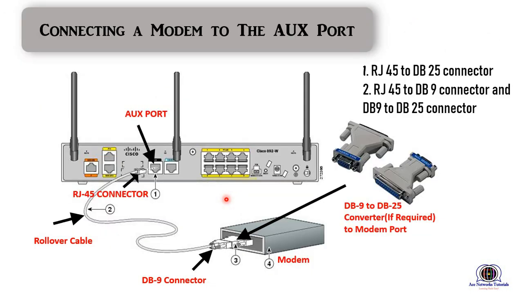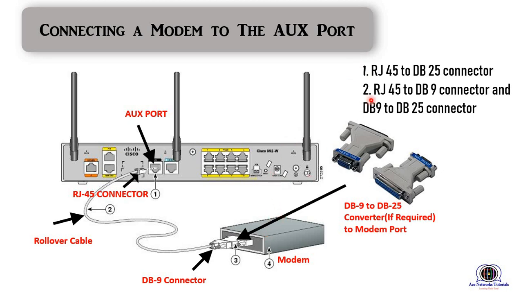Moving further, connecting a modem to the router. When you connect a modem to a router, you always need to connect it to the auxiliary port of the router. An RJ45 connector is required on the router side, whereas a DB25 connector is required for the modem. As we just discussed, RJ45 to DB9 connector. Similarly, you can have an RJ45 to DB25 connector and connect both the devices using that connector.